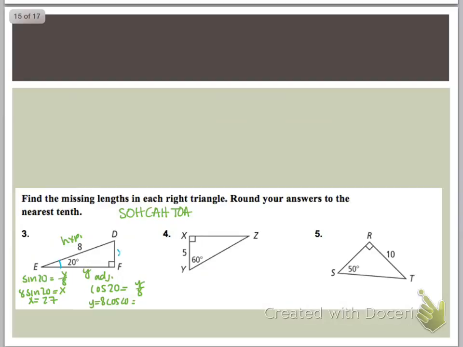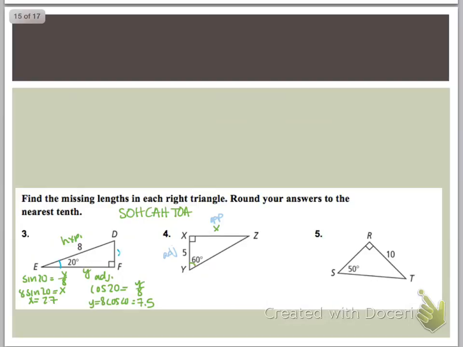So 8 cosine of 20, that side length is 7.5. My next one, we're coming from 60 here. You can notice that it is a 30, 60, 90 triangle. So technically, if you wanted to fill it out that way, you can. Otherwise, what you could do is represent, let's say this is x, and we're going to do it the same way. So I have my opposite and my adjacent.